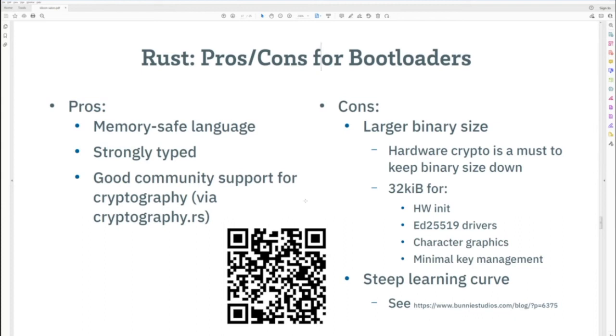If we put that in there, the bootloader would grow to like 128K. So we had to use hardware crypto blocks to keep that binary size down to a minimum. We also have some character graphics and some minimal key management in there.